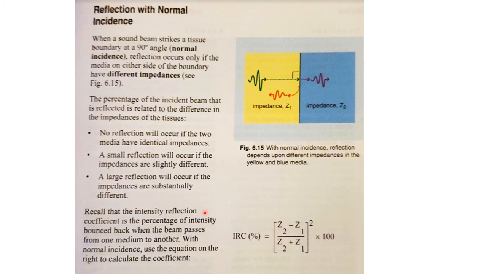Recall that the intensity reflection coefficient is the percentage of the intensity bounced back when the beam passes from one medium to another. With normal incidence, we use this equation here. So the intensity reflection coefficient in terms of percentage is going to be Z2, the second medium's impedance, minus Z1, the impedance here, divided by the sum of the two impedances, and you square that entire quantity times 100%. I have asked questions about this equation, so you want to be able to work with this.